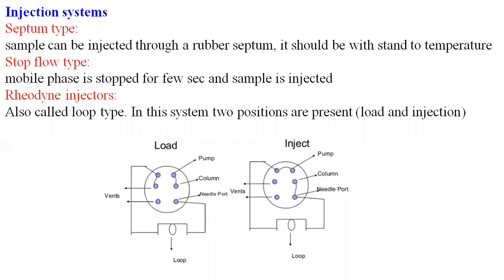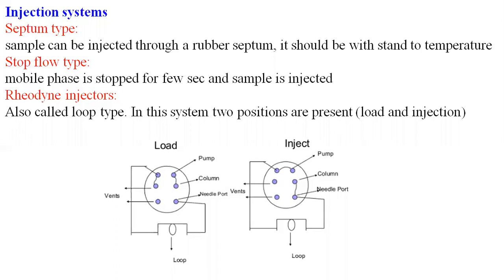In between, an injection system will be there. This injection system is used to inject the liquid samples. In injection systems, we have the septum type, the stop flow type, and Rheodyne injectors. In the septum type, the sample is injected through a rubber septum. In the stop flow type, we have to stop the flow of mobile phase for a certain time while we are injecting the sample. After injecting the sample, we again continue the flow of the mobile phase. We stop the mobile phase for a few seconds while injecting the sample.